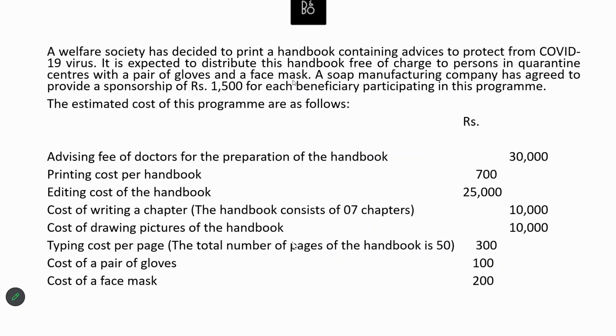So for one page you have to pay 300 rupees. Totally, the handbook has 50 pages. So 300 rupees into 50 pages, the total typing cost is 15,000. It is a one time cost. 15,000 you have to pay only once. That is the typing cost. Okay, so that is fixed cost and variable cost.